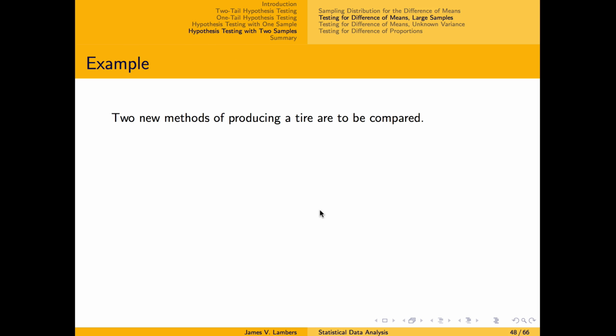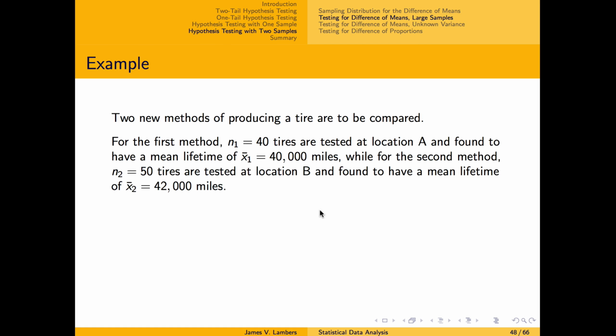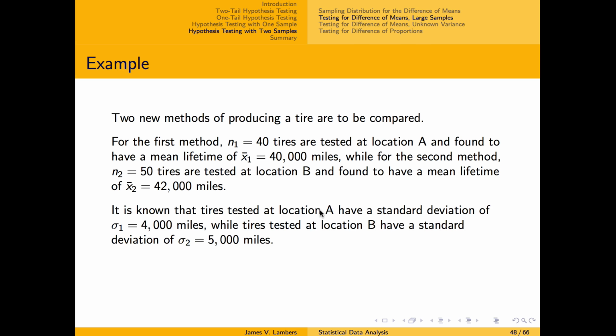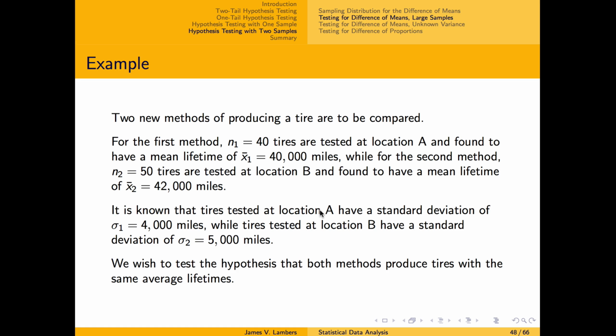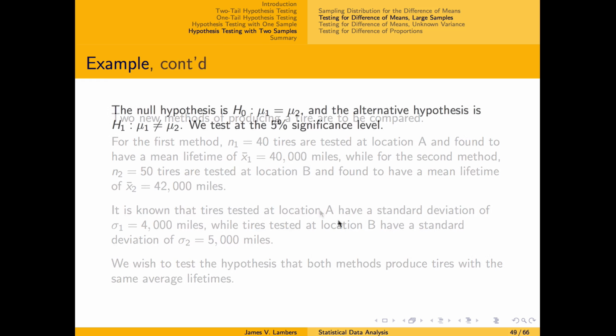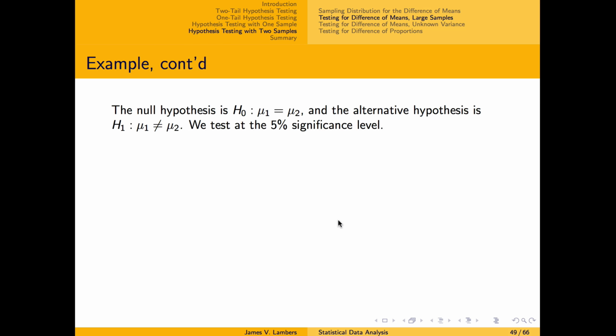Let's consider an example in which two types of tires are compared. We sample the lifetimes of the two types of tires and take their sample means. Then we also take into account the population standard deviation for the two types. The hypothesis test that we will perform will test whether the mean lifetimes of these two types of tires are equal. Since we are testing for equality, we use these hypotheses for a two-tail test and choose alpha equals 0.05.